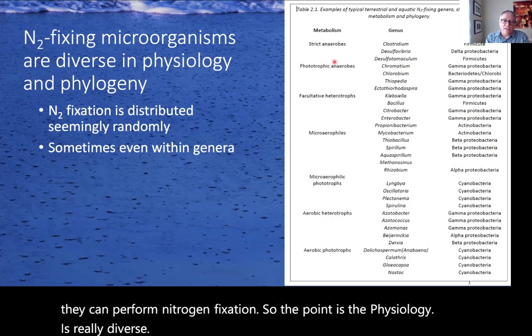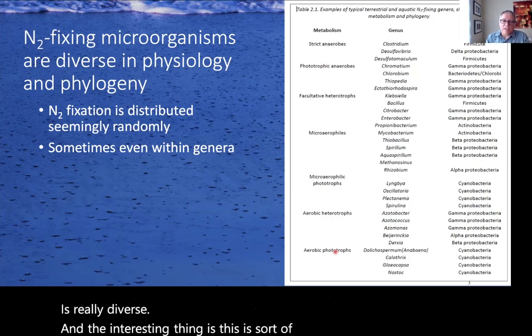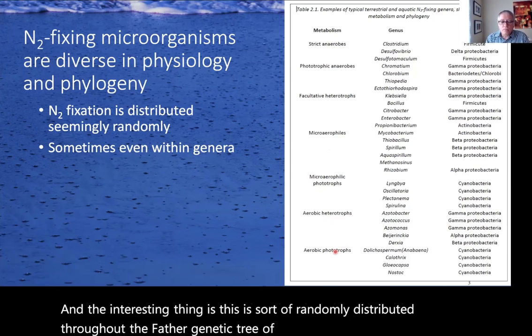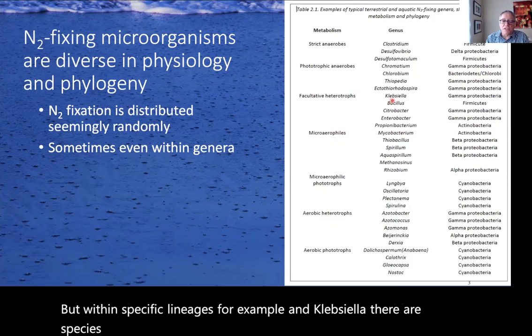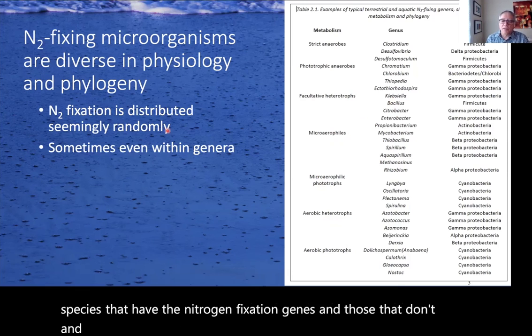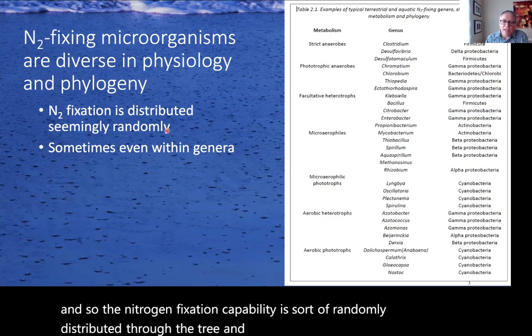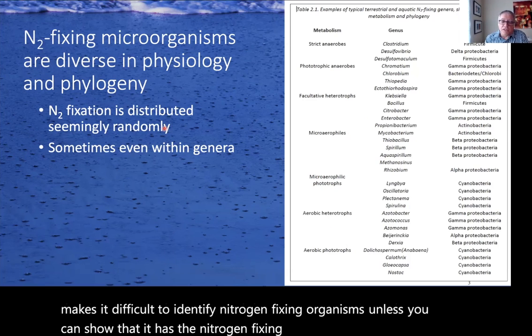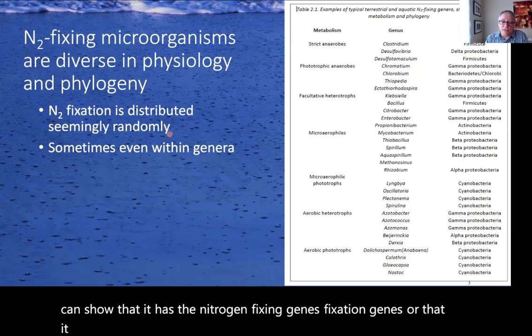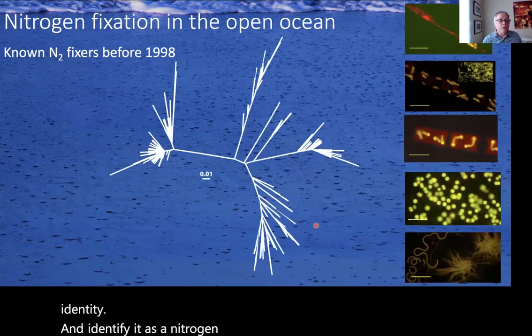And the interesting thing is this is sort of randomly distributed throughout the phylogenetic tree of bacteria and archaea. But within specific lineages, for example, in Klebsiella, there are species that have the nitrogen fixation genes and those that don't. And so the nitrogen fixation capability is sort of randomly distributed through the tree. The importance of this is that it makes it difficult to identify a nitrogen fixing organism unless you can show that it has the nitrogen fixation genes, or that it actually fixes nitrogen. You can't just look at the species identity and identify it as a nitrogen fixing organism in general.